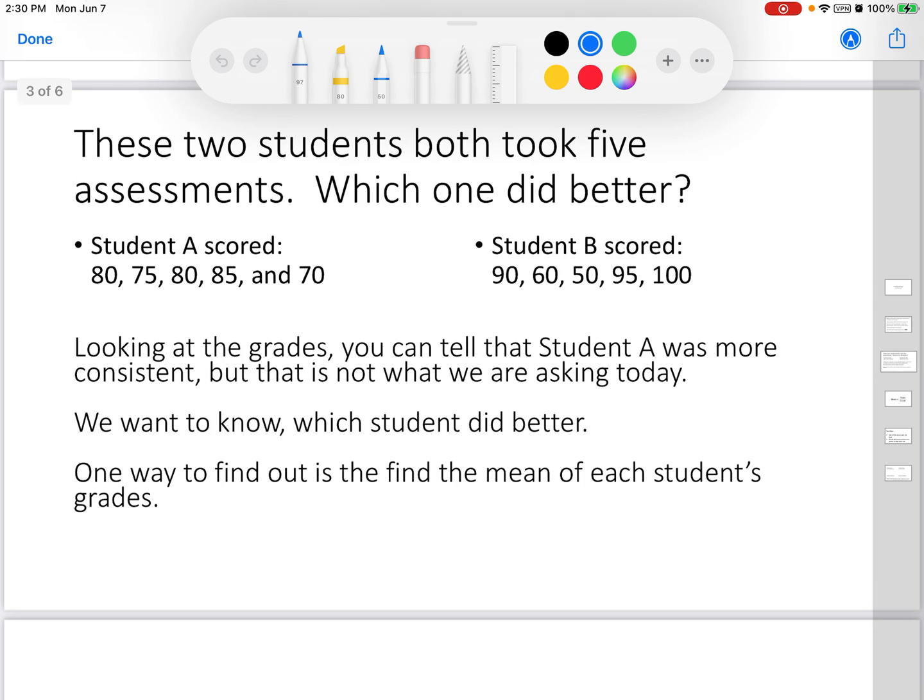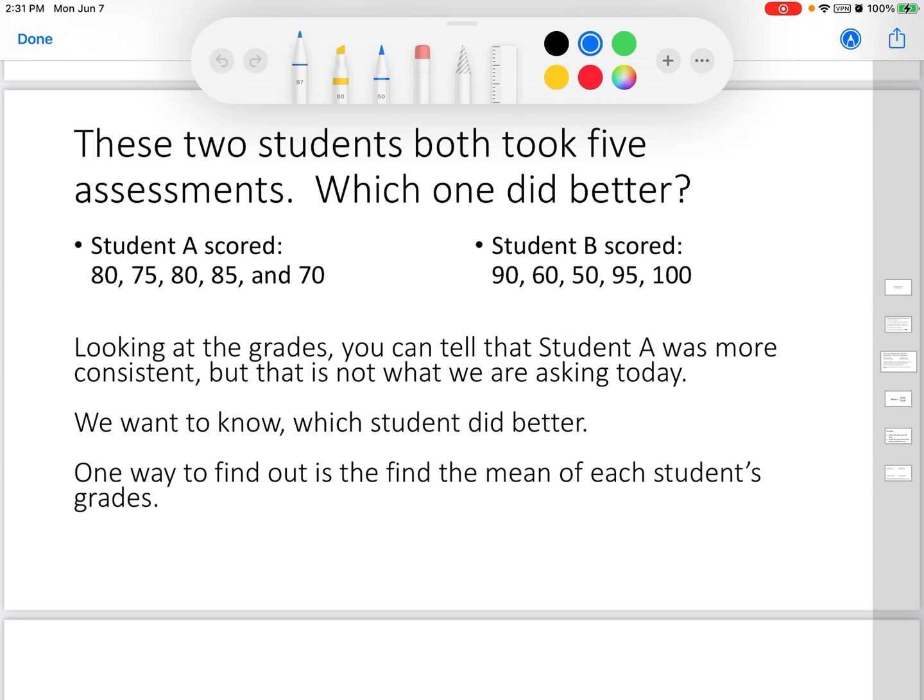So here's an example. We have two students and they both took 5 assessments in math class. Which one did better? Well, here's student A. Student A scored 80, 75, 80, 85, 70. Student B scored 90, 60, 50, 95, 100. So look at the grades. It seems like student A was very consistent, 70, 75, 80, 85, whereas student B seems to be all over the place, 50 up to 100.